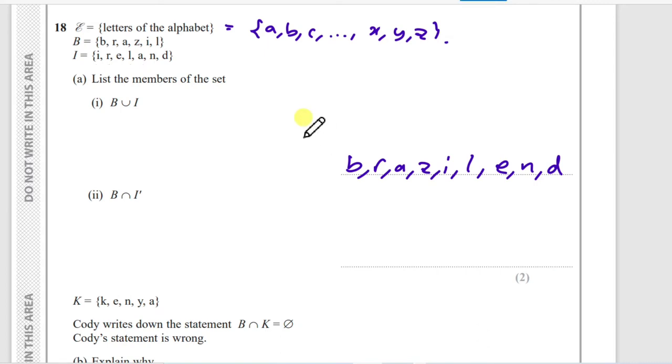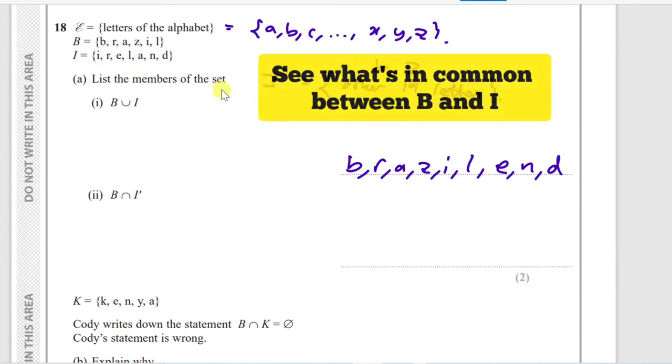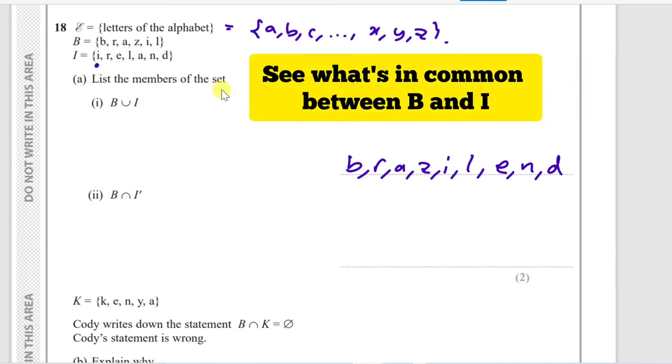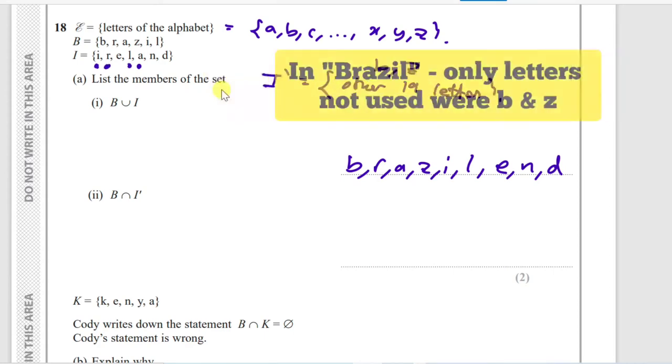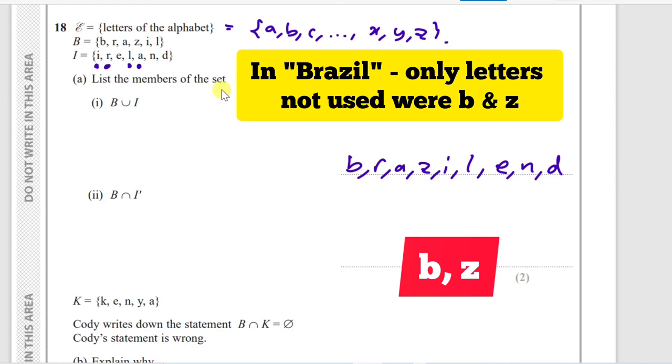Next one, B intersecting with not I. So what is not I? Not I means, if this is all the letters of Ireland, not I means every other letter. So for example, every other letter of the alphabet not mentioned. So they got these seven letters, it's going to be the other 19 letters. Well, what's in common right now is they both have an I, they both have an A, they both have an R, and they both have an L. So the answer should be B and Z.